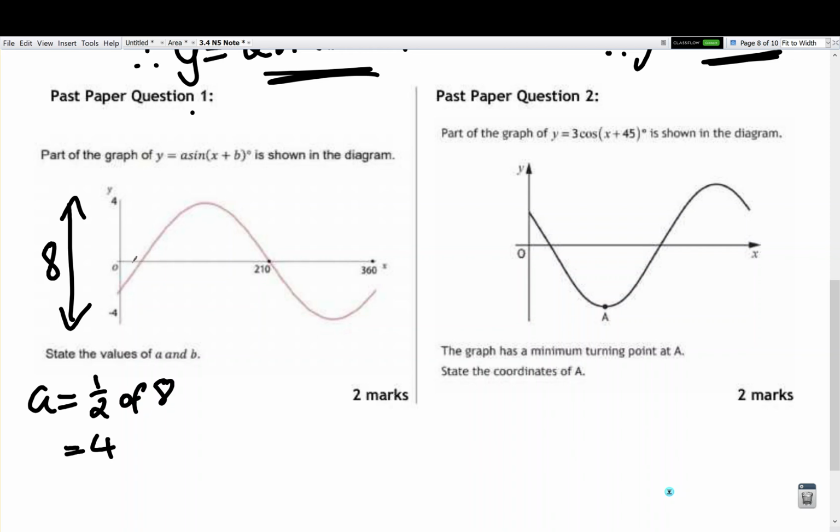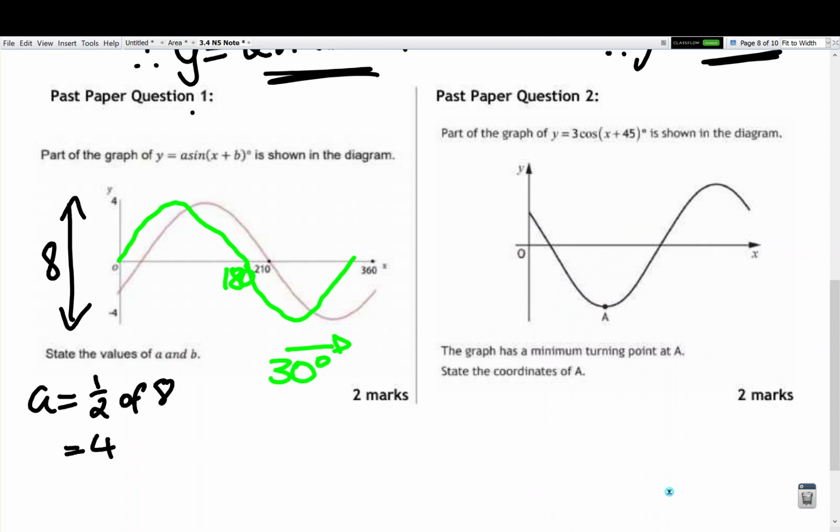It wouldn't start along here. It would start at 0. So the graph has been shifted to the right a little bit. It would start at 0, go up to 4, and come down at 180, and it would come down here and finish there. So what's happened to the graph? The graph has been shifted 30 degrees to the right.